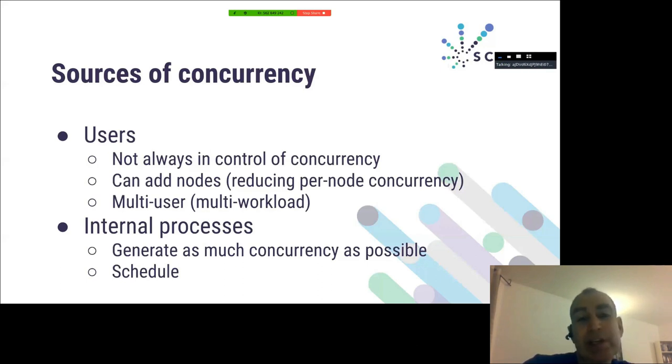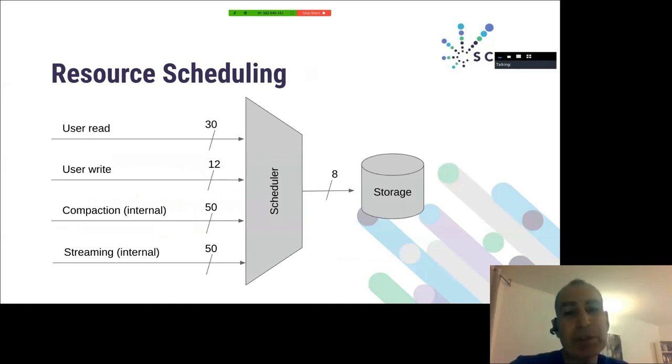So the trick here is to have the internal processes generate a lot of concurrency in order to be able to utilize the system, but also schedule those requests. So choose which requests get to run when in order to limit the impact of concurrency on latency. And this is how we do it.